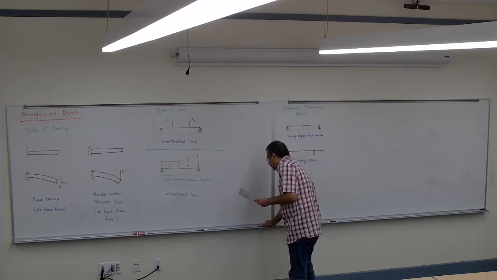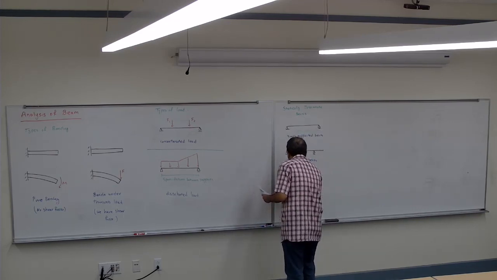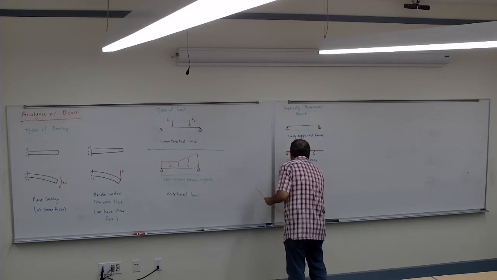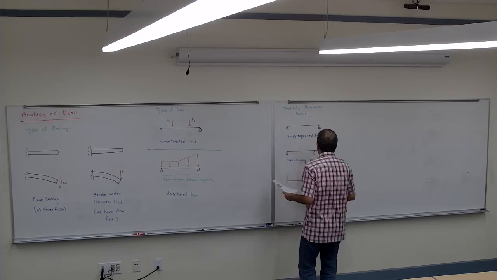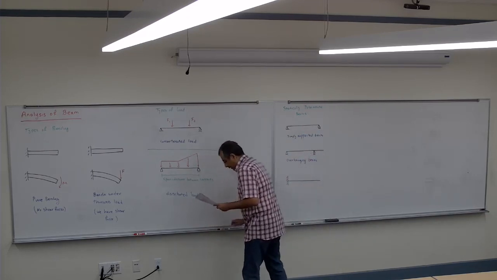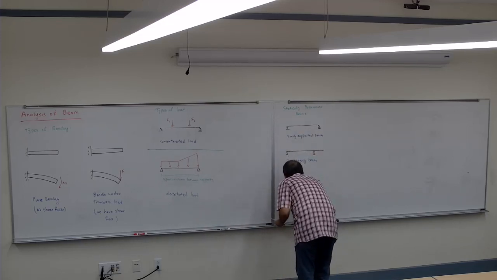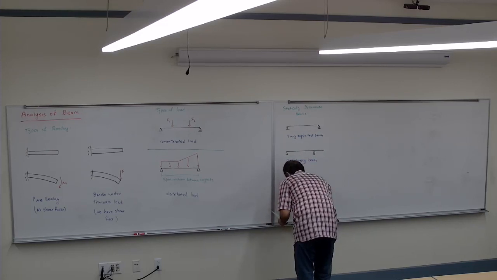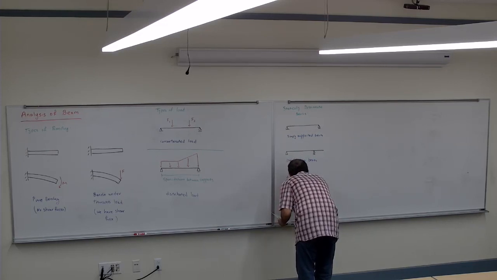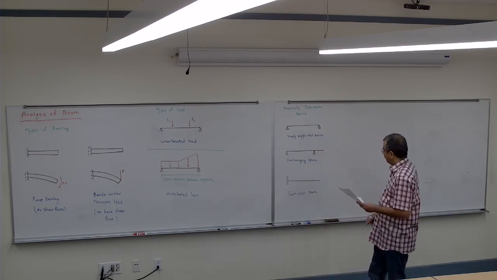Or another one that we see a lot is when I have a fixed end at one of the ends, and the beam is going to be like that. So I have a fixed end, and then I have the beam. One fixed end.